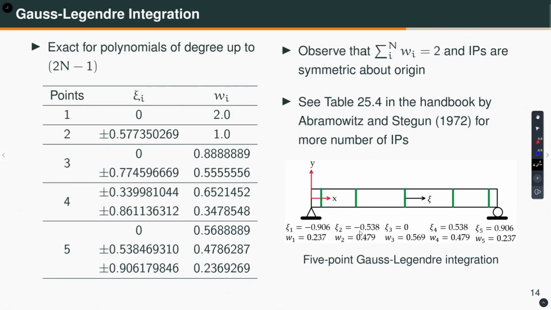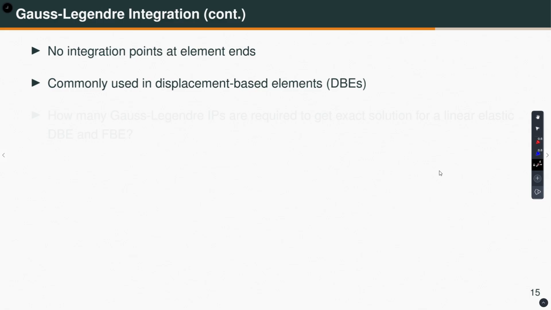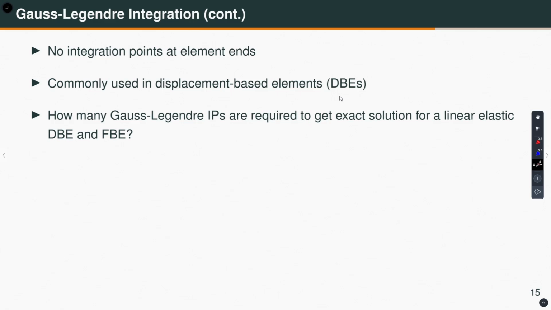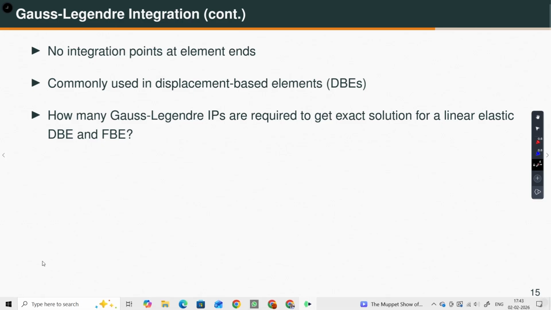So, note that there are no integration points at the ends of the element. Okay. So, this is commonly used in displacement based elements. The question is, how many Gauss-Legendre integration points are required to get the exact solution for a linear elastic displacement based or force based beam column element. So, if there is no material nonlinearity, you are taking a displacement based element or a force based element, how many integration points are necessary to get the exact solution. So, let me show you that.